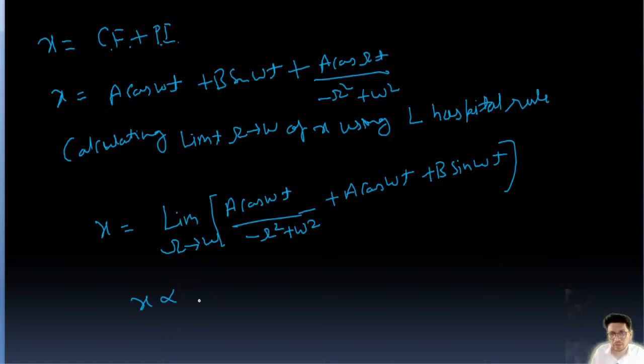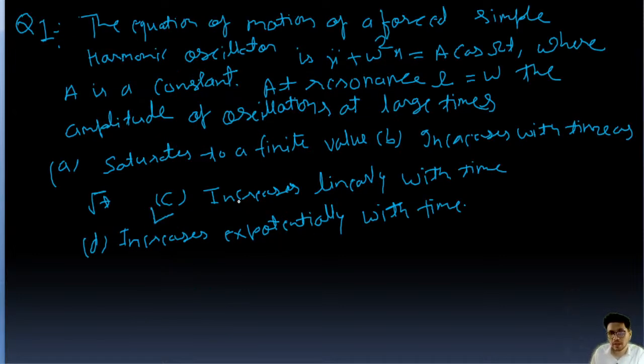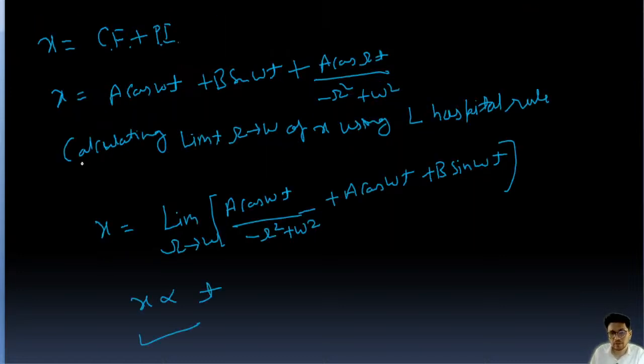That is going to be t. So it means option C is the correct one, increases linearly with time. Good question, very simple question actually. So we find the value of x, and then we put the limit omega tends to omega, and we have used L'Hospital rule, and we find x proportional to t, which means it increases linearly with time. So option C is the correct option.